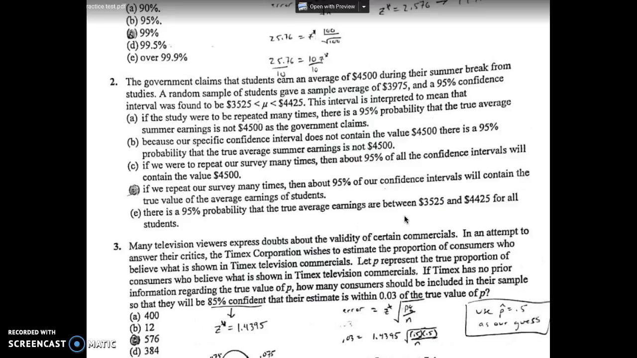And the answer here is the concept of a confidence interval is that if you repeat your survey many times, then about 95% of those confidence intervals will contain the true population parameter, which for us is the value of the average earnings of students. So number 2 is D.